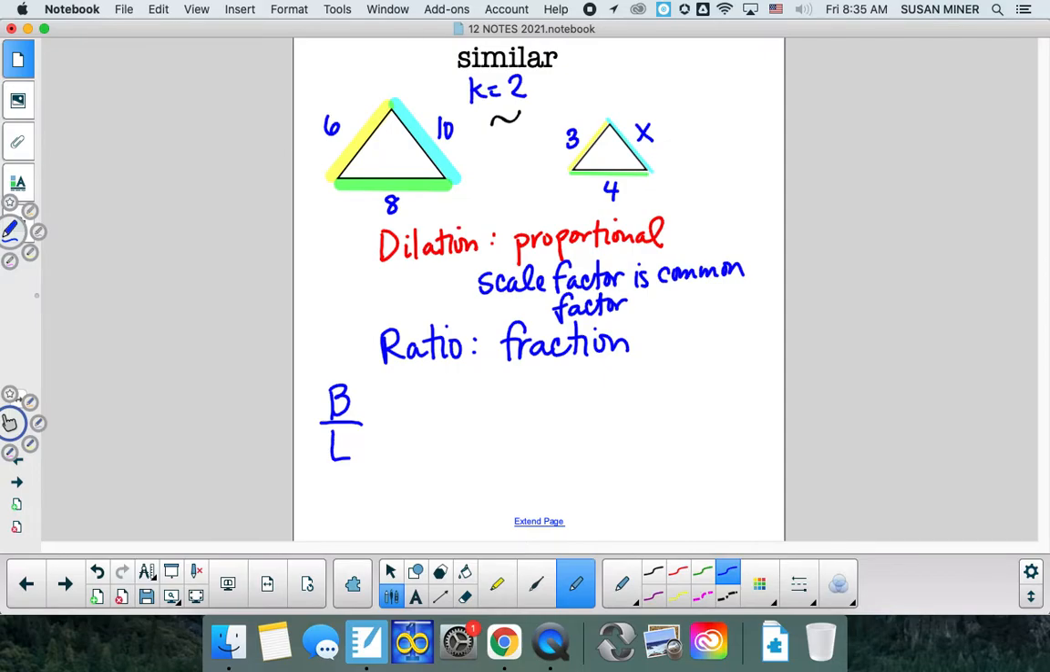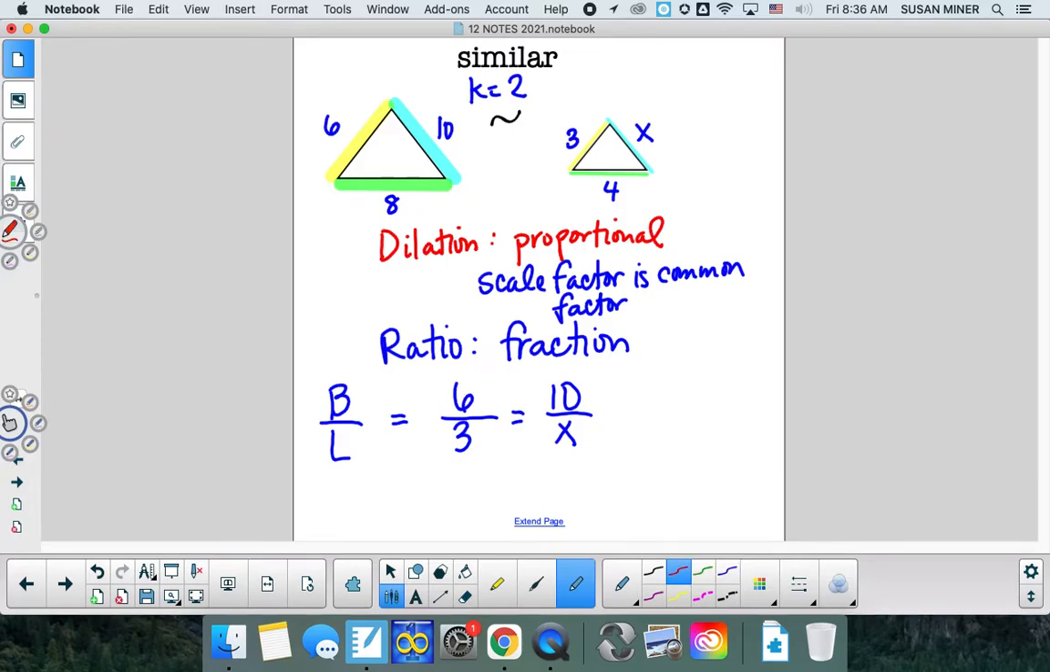So I like to first determine how I'm going to set up my ratios. And I'm going to set up my ratios from the big triangle to the little triangle. So all my big triangle sides are going to be on top. So I'm going to choose side 6. And the matching little side to side 6 is 3. And I'm going to set that equal to my side length that I don't know. So big to little. And again, it doesn't matter how I set up my ratios as long as I do both of my ratios the same way. And so I decided to do big to little, and I could have chosen to do little to big. So it's up to you how you want to set up your ratios.